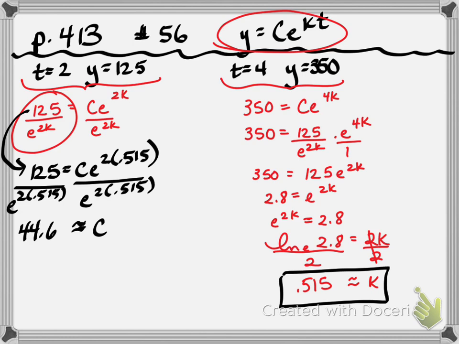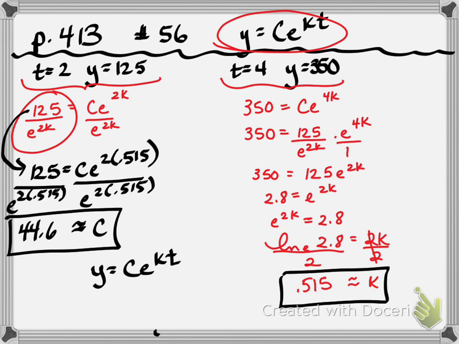So now we know C and K. So we're just completely working backwards. Now we'll go to this y equals Ce^(kt), and we can plug our C value in and our K value. And this is the equation we're working with. Now we can answer A part. A part said how many bacteria were in the initial population.